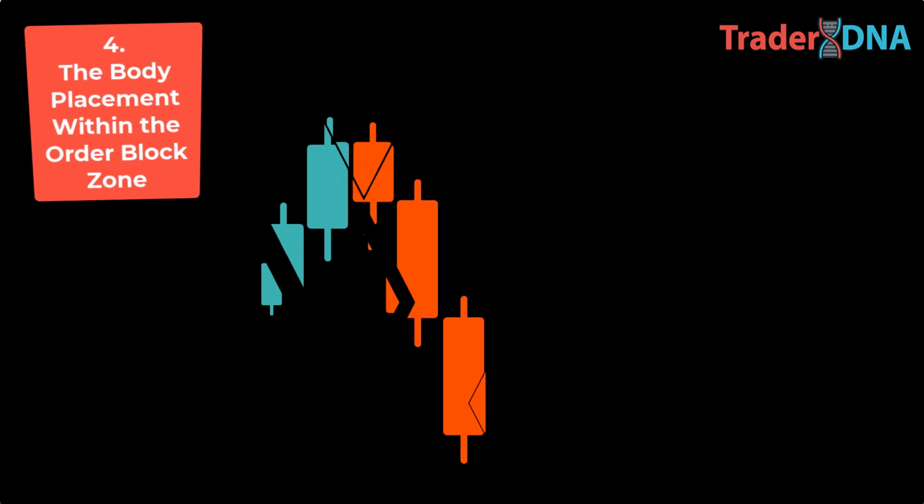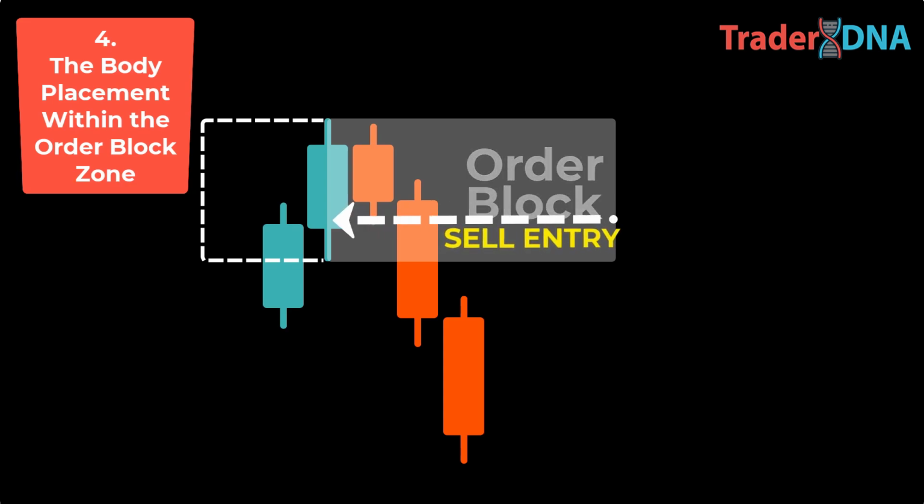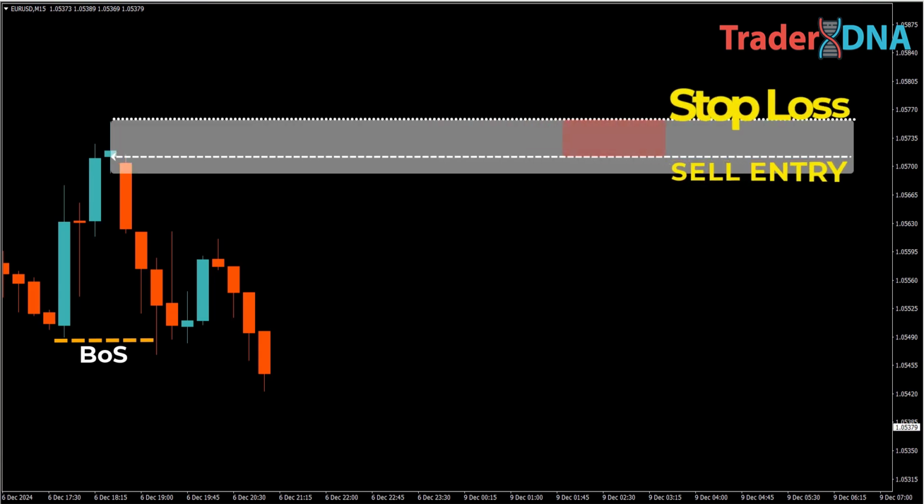The fourth entry type, the body placement within the order block zone. The fourth and final entry type involves a bold approach, placing your trade entry based directly on the body of the candle after identifying a valid order block. While it shares some similarities with other methods, its distinct characteristics make it both unique and demanding for traders who choose to adopt it. For sell positions, the stop loss is set strategically, touching the higher wick of the order block. This creates a tighter risk margin, but also positions the stop loss within the order block zone itself.